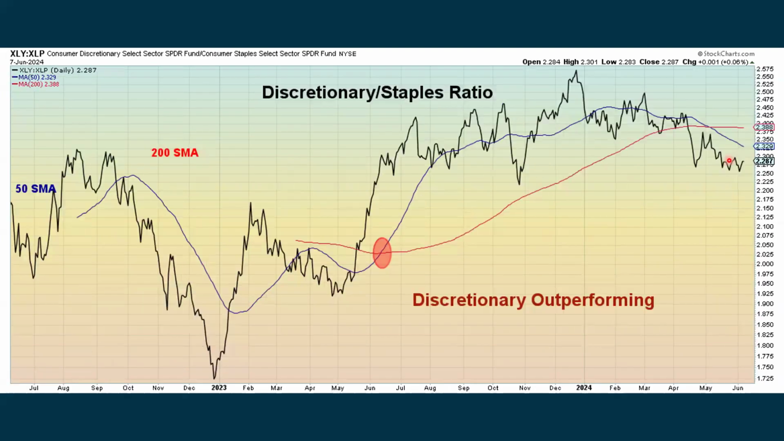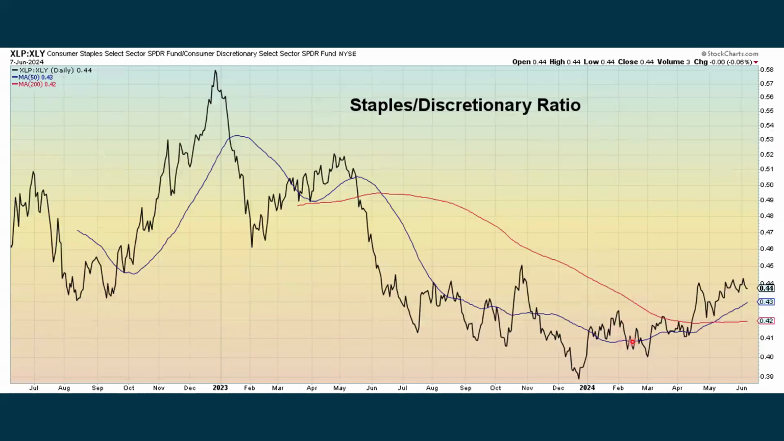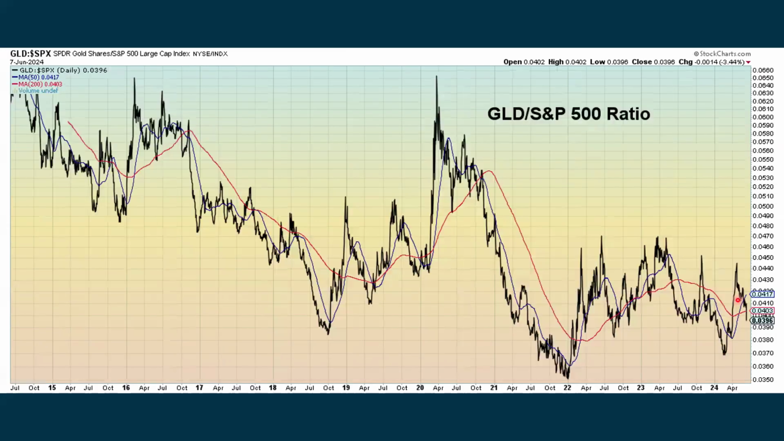Discretionary versus staples. This is more offense versus defense. And this is breaking down. And we actually saw a recent death cross with this ratio. That just means that I should have changed this. This means staples are actually outperforming currently. And this is also showing how staples are outperforming when compared to discretionary.